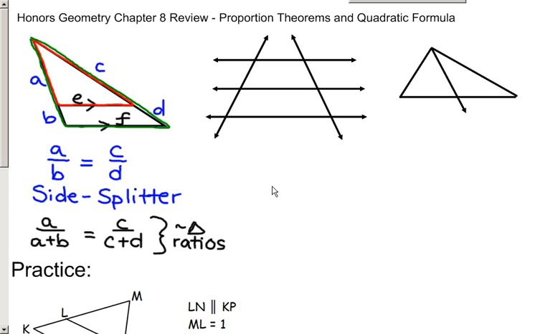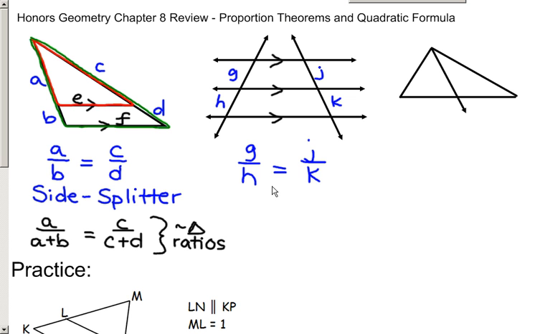Moving on, the second proportion theorem again comes from parallel lines. When you have three or more parallel lines intersecting two transversals, they will divide the transversals proportionally, in a similar way to the side splitter. If I label the sides of the transversals G and H, J and K, then the parallel lines divide the transversals to create the proportion G over H equals J over K.